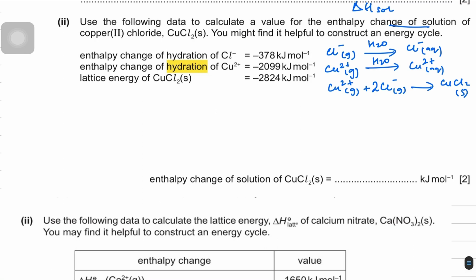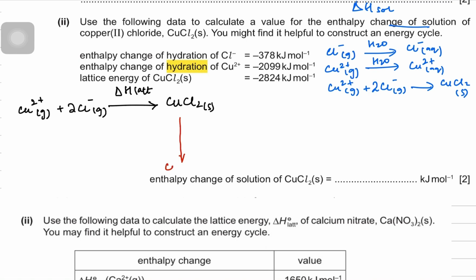I always put lattice on the horizontal axis, so it's easier for me that way. So copper ions were in the gaseous form, double chloride were also in the gaseous form, and they made copper chloride in the solid form. That is what I call lattice enthalpy. Then the downward arrow is for solution, where copper 2+ ions become aqueous and 2 moles of chloride ions become aqueous, because you dissolve them in water.